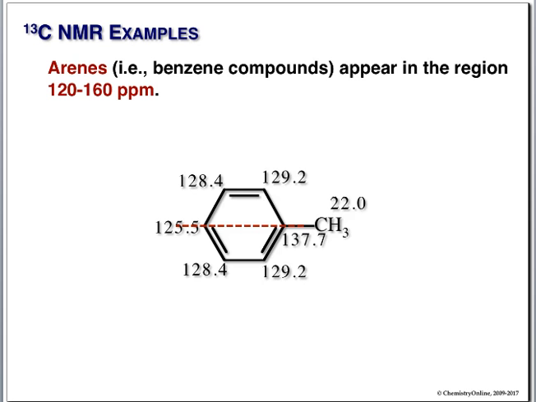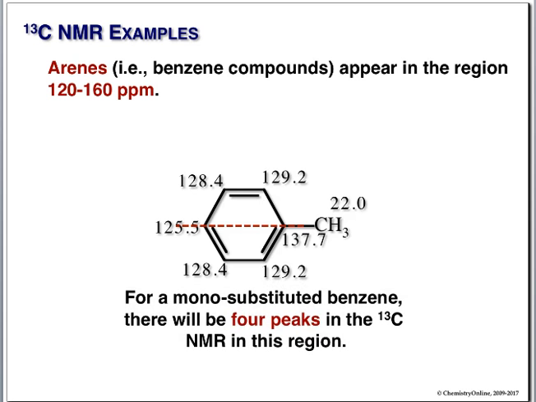This is what our distribution looks like. 4 peaks in the aromatic region and the methyl group. Here's our first carbon, 137. This carbon, 125. These two are 128, and these two are 129. Total of 5 peaks, 4 in the benzene or arene region.